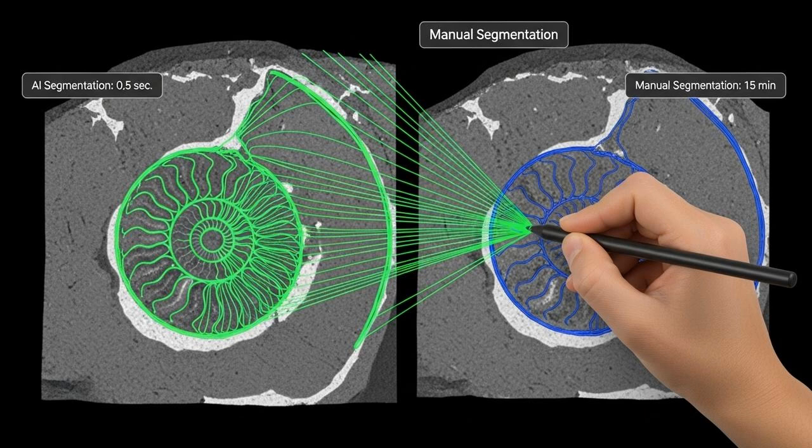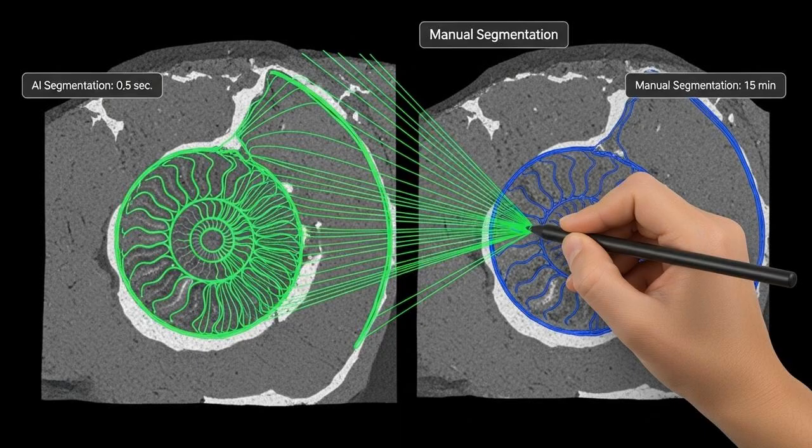Researchers are training a type of AI called a convolutional neural network, or CNN, which is inspired by the human brain's visual cortex. They feed the AI thousands of CT scan slices that have been painstakingly segmented by a human expert. The AI learns by example, recognizing the subtle patterns, textures, and edges that define fossil versus rock. Once trained, you can give the AI a brand new, unsegmented scan. It then applies what it's learned to predict, on a pixel-by-pixel basis, which parts of the image are bone and which are rock. The results are incredible.